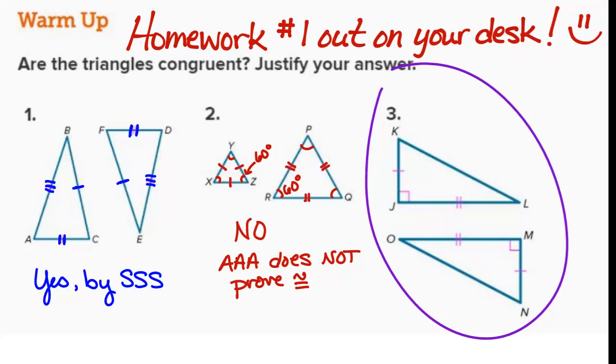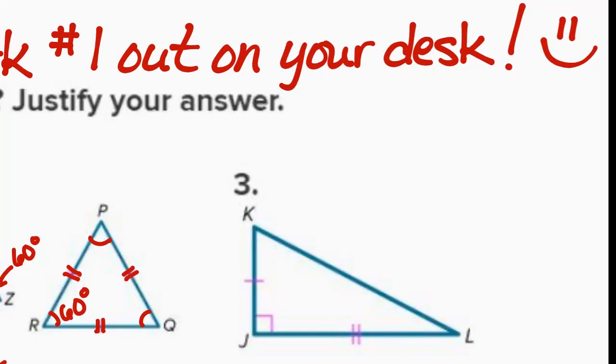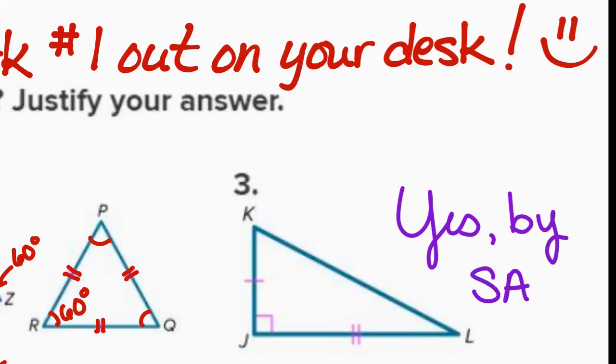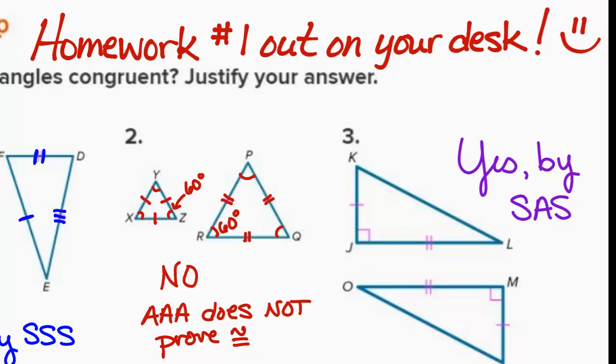What about number three? These two right triangles here, are they congruent to each other? Yes. Using which congruence postulate? Side, angle, side. So HL can only be used with right triangles, so I love that people saw that.